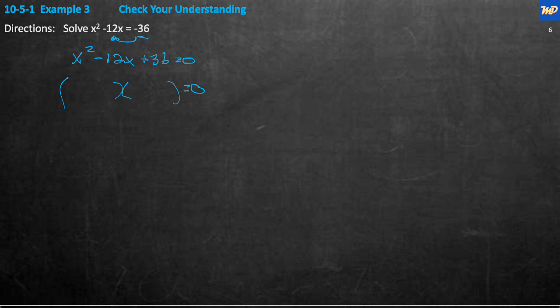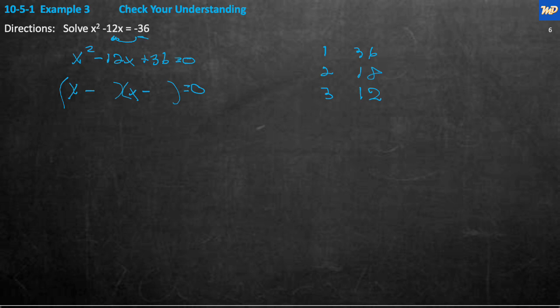The A term is a 1. So we know that we can just put an x in the first binomial and an x in the second one. We know they're both negative, so we're going to put a negative in the middle of both. Now we just have to find the factors of 36 that when added together give us 12. So what factors of 36 can give us 12? Well, what are the factors? We have 1 and 36. We have 2 and 18. We have 3 and 12, right? We have 4. We can put 4 into 36.